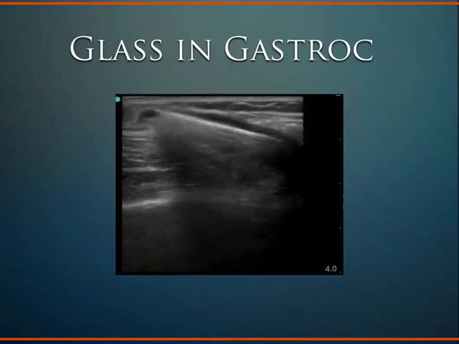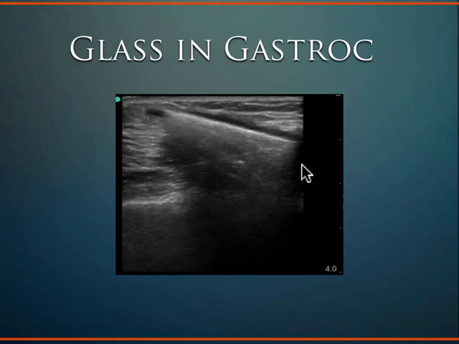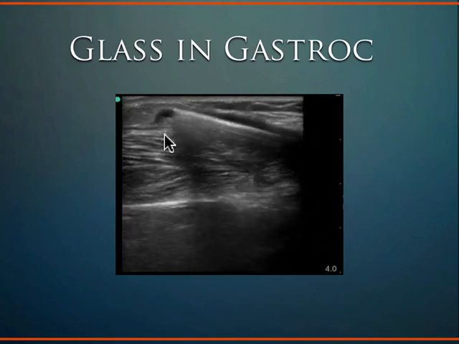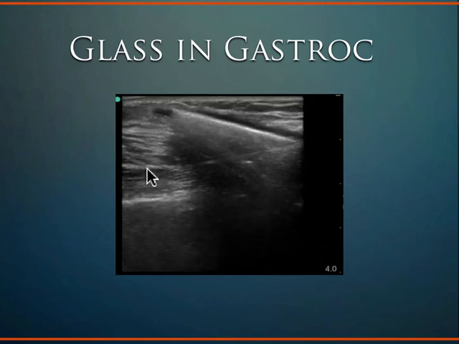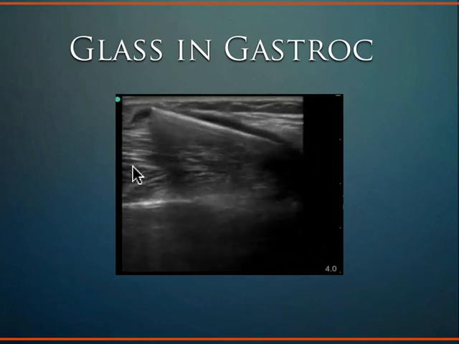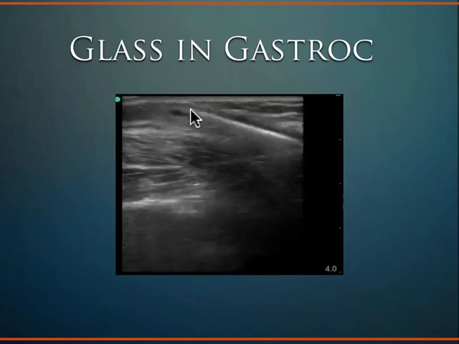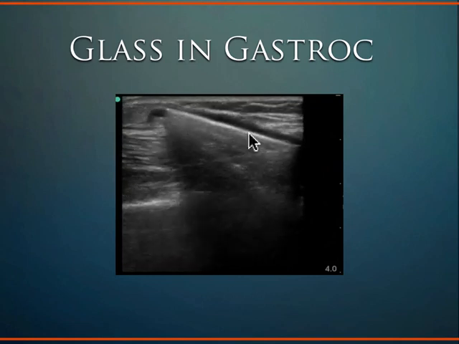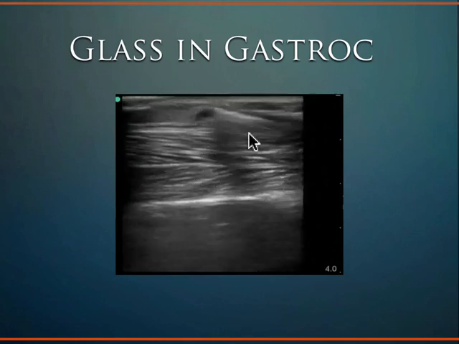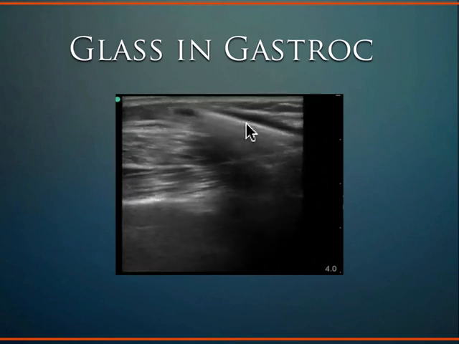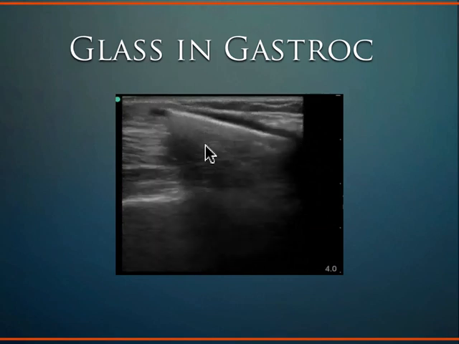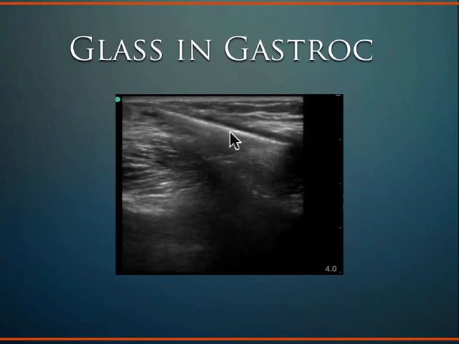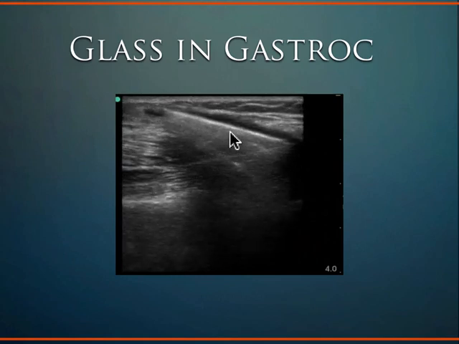This is an image, courtesy of Dr. Fox, of a piece of glass that's in the gastroc muscle. So, again, you can see the fibular pattern of the normal muscle tissue here, connective tissue layers, and then this foreign body jetting into the muscle tissue. And just like any other hyperechoic or reflective structure, you're going to see that posterior acoustic shadowing from that glass foreign body. Nice example of some of the pathology you can see on ultrasound.